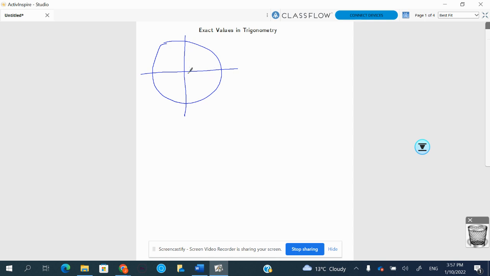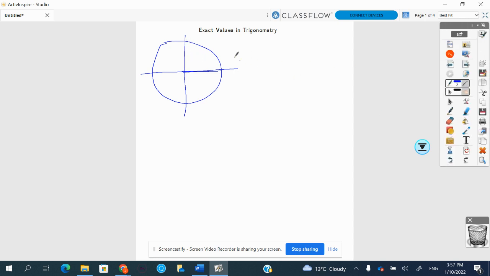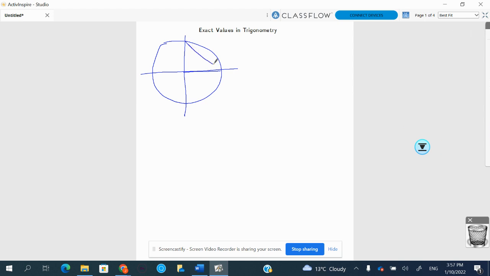So in the unit circle, we know that if this is the origin, then the radius of this circle is 1 unit. So I'm going to draw a right angle triangle in here, like so. I know that this has a side length of 1 unit and this has a side length of 1 unit because both sides are the radius of the circle.